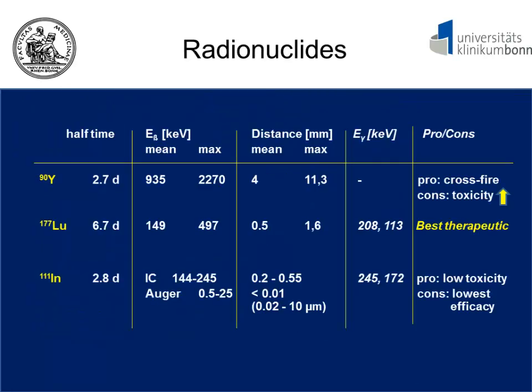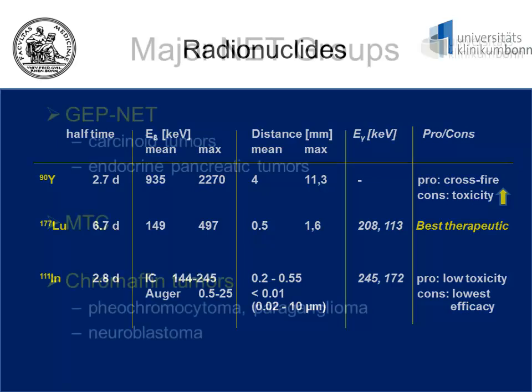Here, I'd like to show you the differences between yttrium-90 and lutetium. As you see here, different half-lives. Lutetium has a longer half-life, but the energy of lutetium is less than yttrium-90, and therefore, at the moment, lutetium is the best treatment option for neuroendocrine tumors: longer half-life, less energy, less penetration, and there you can do a more targeted therapy with fewer side effects, especially renal side effects.